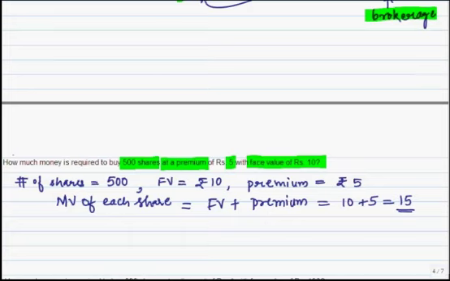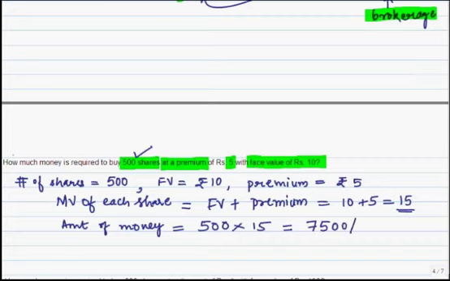Now if this is the market value of one share and I want to purchase 500 shares, what will be the total amount of money? The amount of money will be equal to the number of shares, that is 500, multiplied by 15, which is the market value of the share. 500 into 15 is 7,500. You can use your calculator to check. So what was the question? How much money is required to buy 500 shares at a premium of rupees 5 with a face value of rupees 10? The amount is equal to 7,500.